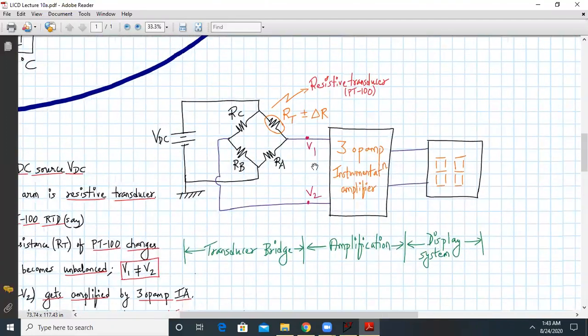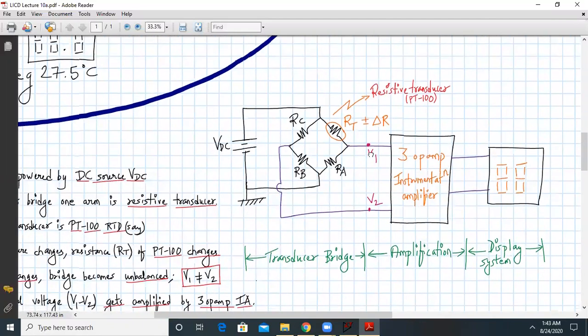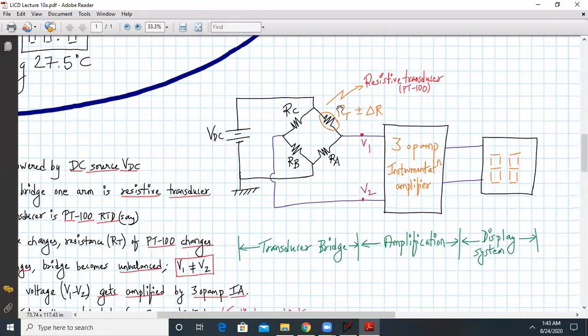Now let us get into a little bit more formal over here. So here I was talking about V1 and V2 voltages. So again, the diagram has come one more time. So you have a transducer bridge, amplification, which is provided by 3 op amp instrumentation amplifier, and you have a display system. Now let us say that this resistive transducer, that is PT100 resistance, is given by RT plus or minus delta R. Now plus or minus delta R, why? Because temperature may increase or decrease. So its resistance may increase or decrease.